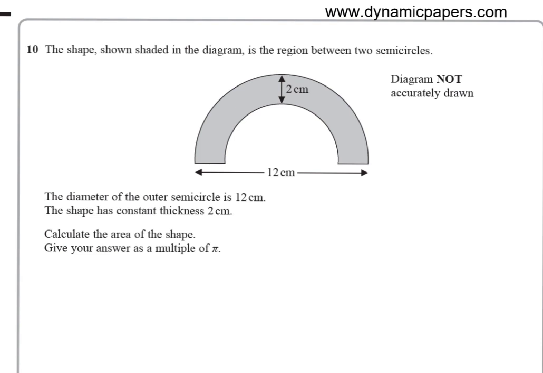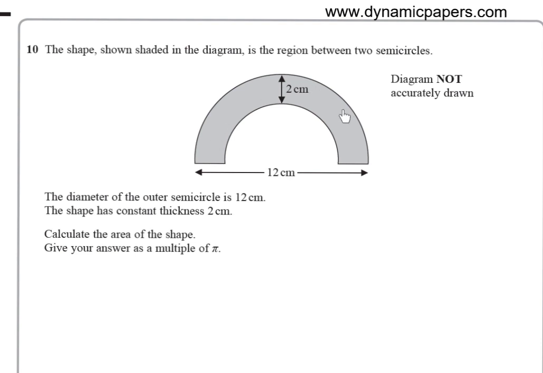Number 10, the shape shown shaded in the diagram is the region between two semicircles. The diameter of the outer semicircle is 12 centimeters, and the shape has constant thickness 2 centimeters. Calculate the area of the shape. Give your answer as a multiple of pi.